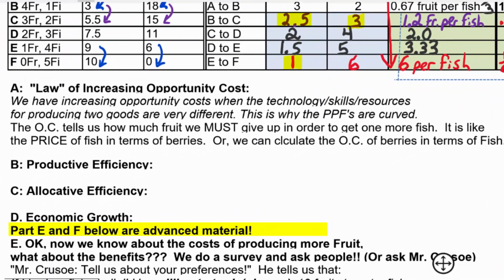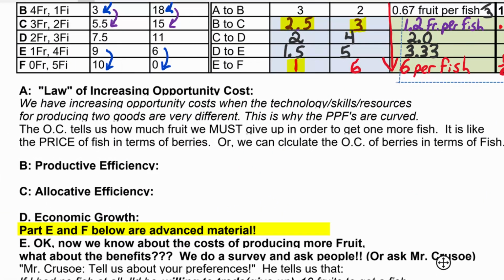Let's look at this important definition, idea, economic principle here that we call the law of increasing opportunity cost. It says that we have increasing opportunity costs when the technology or skills or resources needed for producing 2 different goods are very different kinds of things. This is why the production possibilities curves are curved and not just a straight line. So this opportunity cost tells us how much fruit we have to give up in order to get 1 more fish, and it tells us that that's changing. And it's kind of like the price, like we were talking about before.